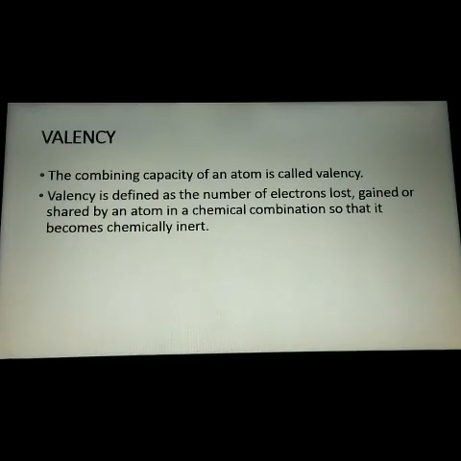In an atom, you may be able to see electrons revolving around the nucleus of an atom. The valence shell is the outermost shell of an atom, and the electrons which are present in the outermost shell are said to be the valence electrons. So valency is defined as the number of electrons lost or gained or shared by an atom during a chemical reaction.